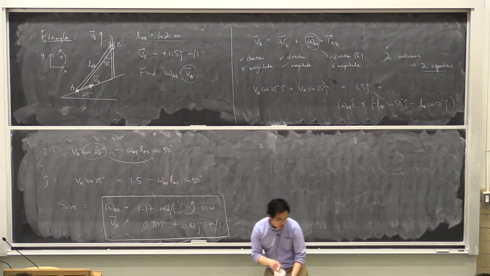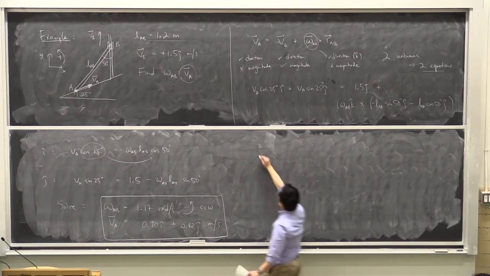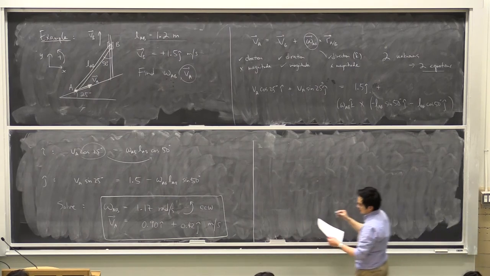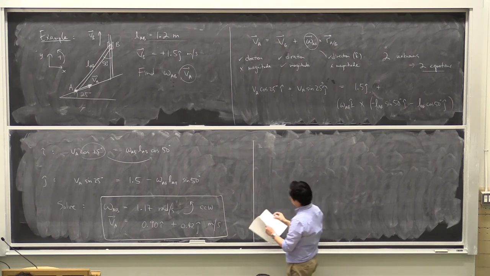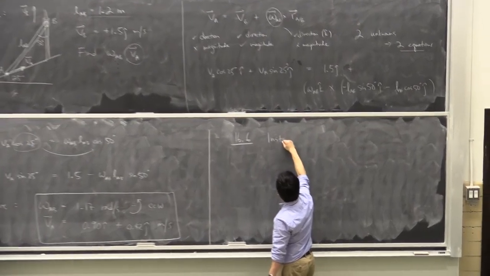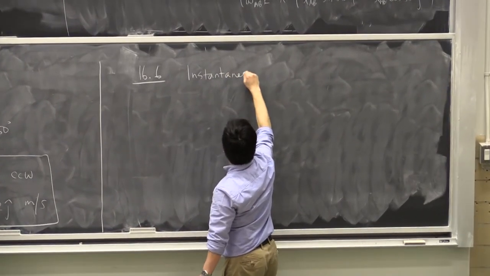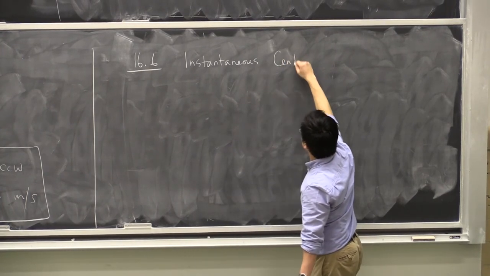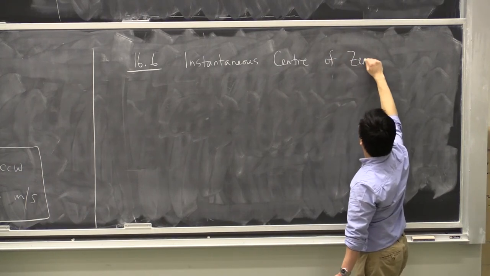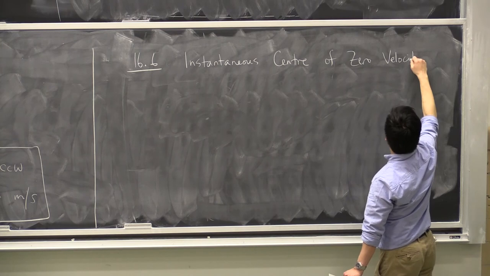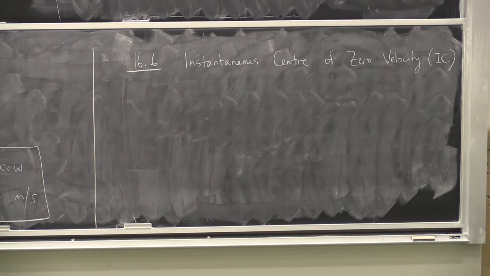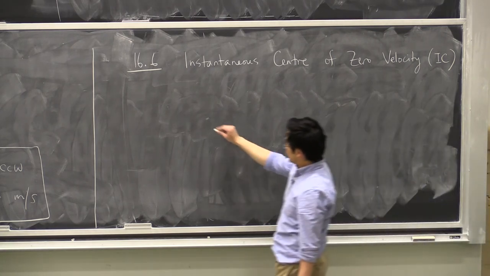Okay, let's see if I can cover one more quick topic here. And this one is great. I've got 10 minutes left, and it brings us back to the rolling wheel for a second. But it's pretty important because this one is 16.6 in your textbook. And the chapter section is called Instantaneous Center of Zero Velocity. Okay? Okay, let's bring us back to the rolling wheel for a second.